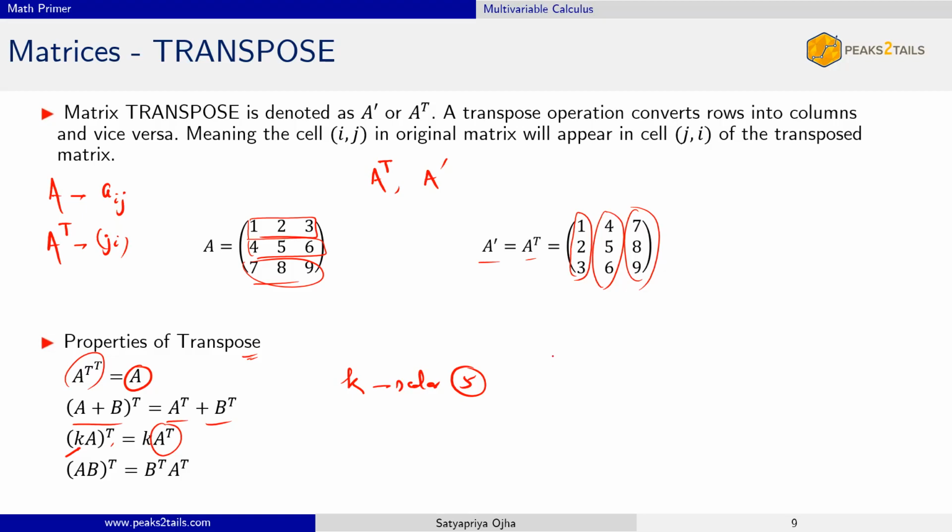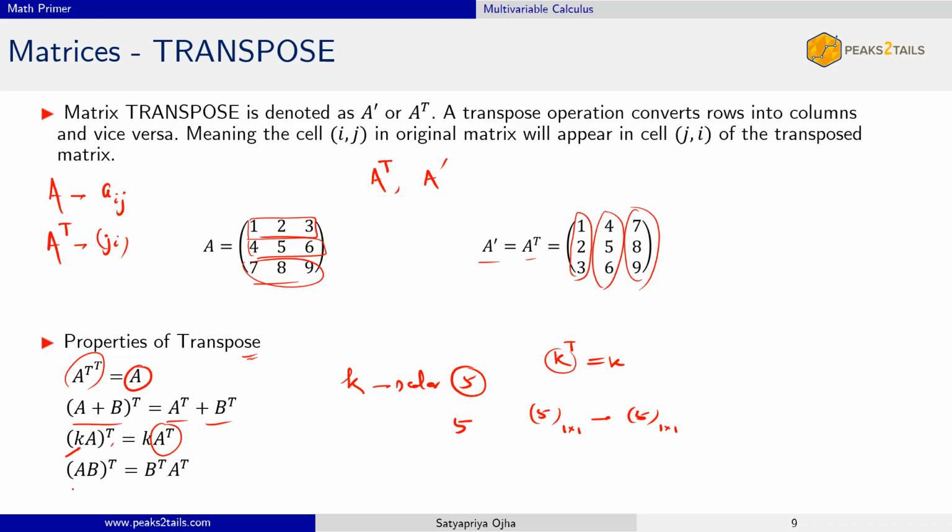And one more thing, if I ask you what is K transpose, K is a scalar. Normally it doesn't make sense. But if I ask you what is K transpose, what will be your answer? It's K, right? What is the transpose of 5? It's 5. There is no row, no column. It's just one single entry. You can think of this as a 1 by 1 matrix. If I tell you 5, you can picture it as one row, one column. If you do transpose, it remains the same. There is no change to it.